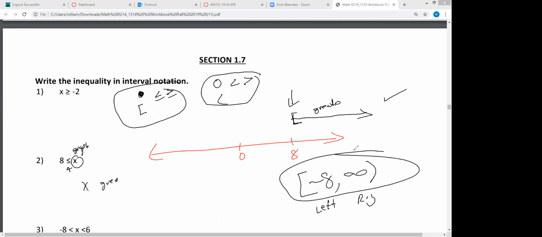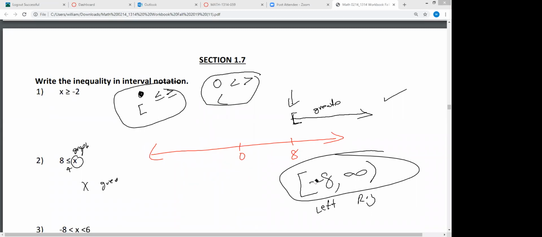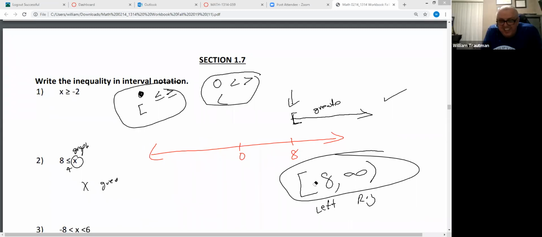Wait, why is it -8? Oh, yeah, +8. I'm sorry. I'm blind. Oh, you didn't know that rule where you change the sign? No. Thank you. Wasn't the last number negative? And I was still thinking, no, it's a +8. You're right. So that's the answer. Thank you.